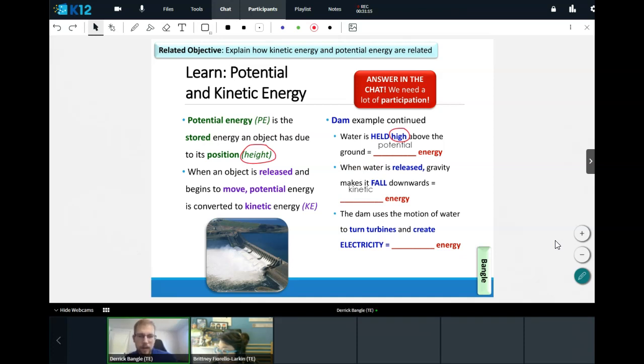Kinetic energy. Then the dam uses the motion of water to turn turbines and create electricity, which is what type of energy? It's kind of self-explanatory. What type of energy is electricity? This is very easy. You just have to change the word a little bit.